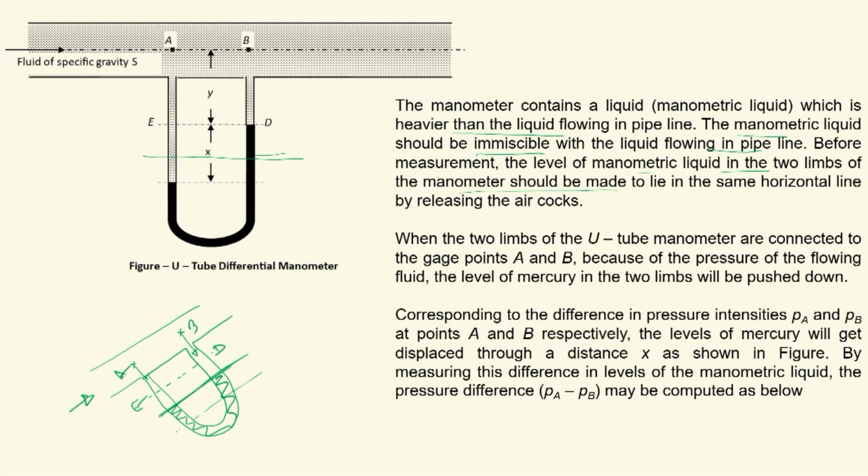But as the pressure at A is higher than the pressure at B, the pressure exerted in the left limb on mercury will be higher than the pressure exerted by the liquid on mercury in the right limb. Therefore, the mercury level will be pushed farther in the left limb, and there will be a corresponding rise in the level of manometric liquid in the right limb.